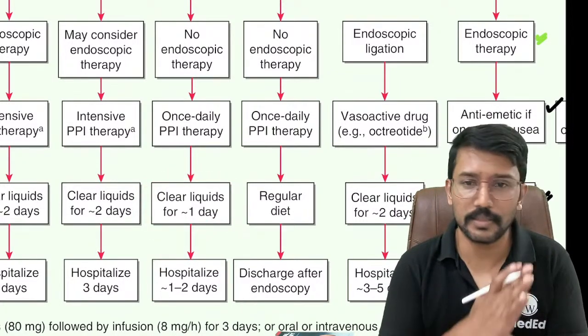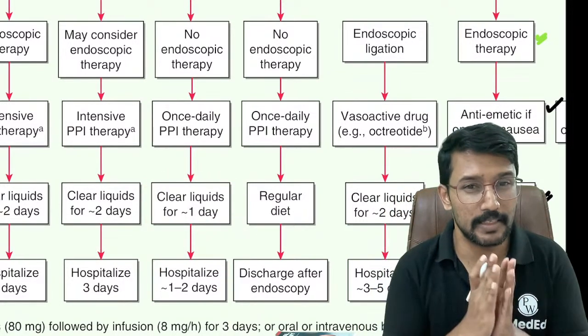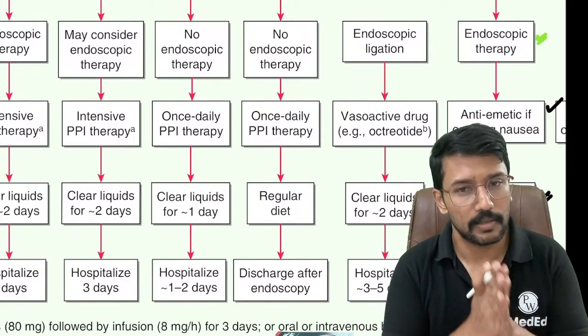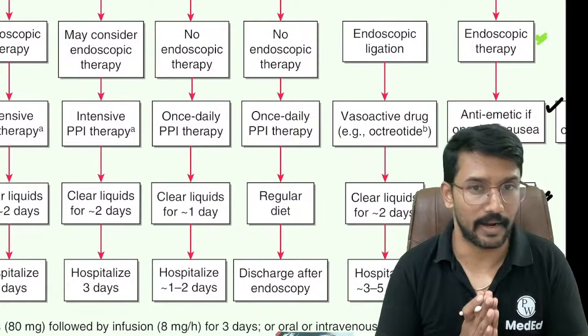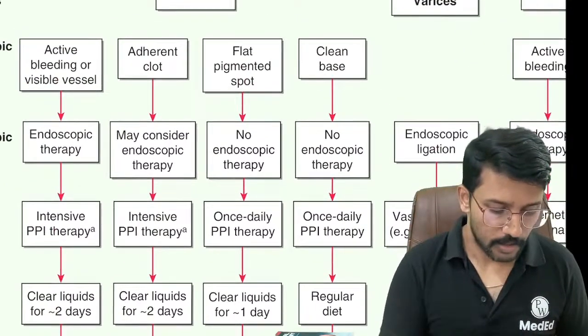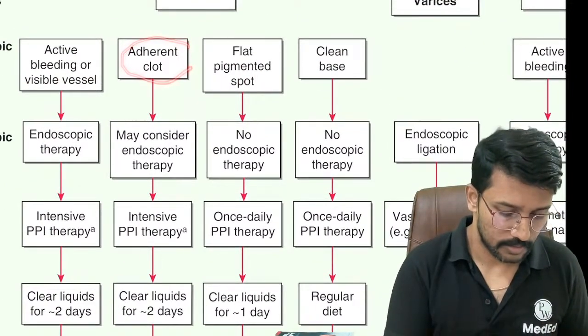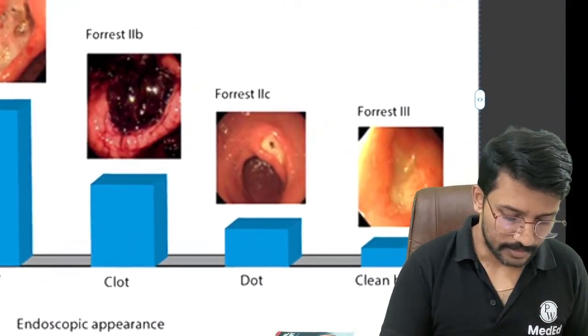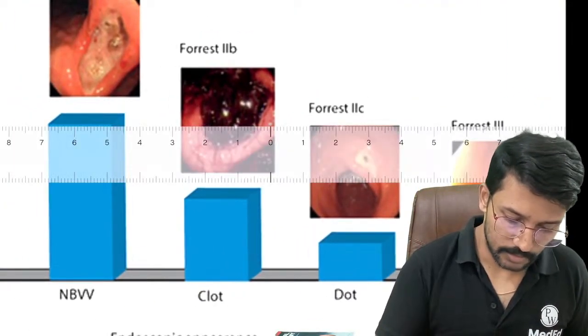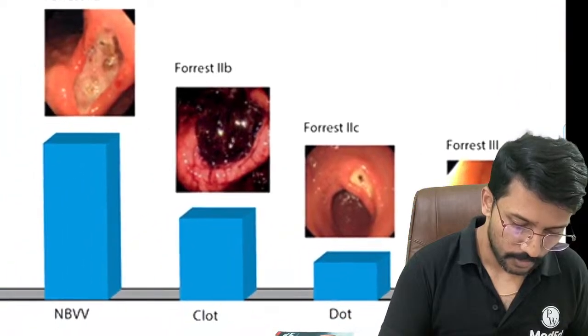If I see a clean base, discharge. If I see a flat pigmented spot, then I will hospitalize for 1 to 2 days and give clear liquids. No other active intervention needed. But when I see an adherent clot, right? Adherent clot, that is 2B. If there is an adherent clot, that is going to be 2B.